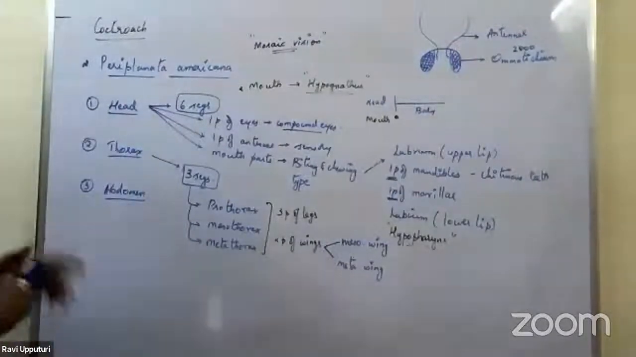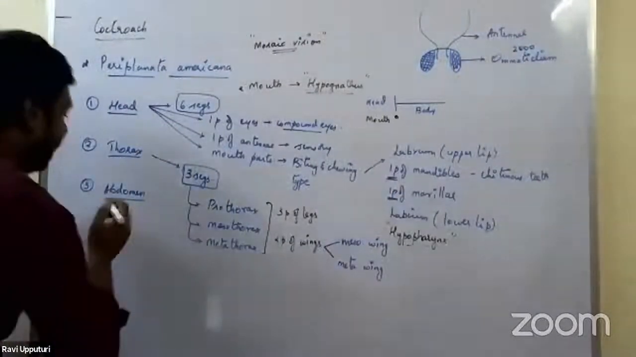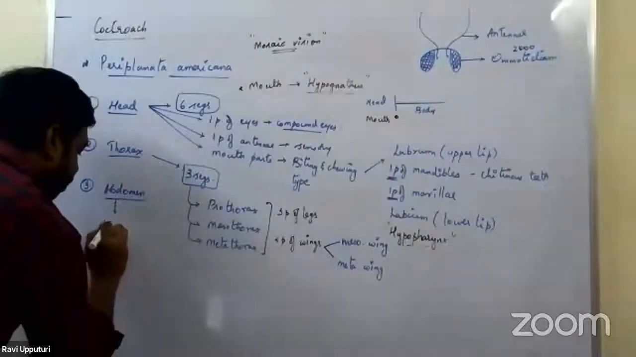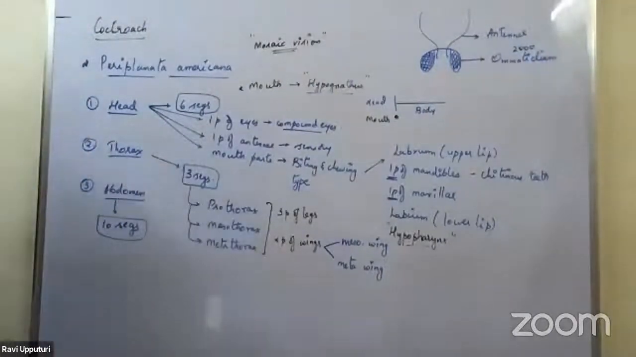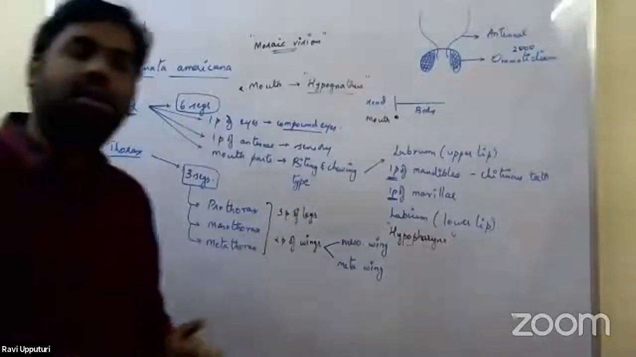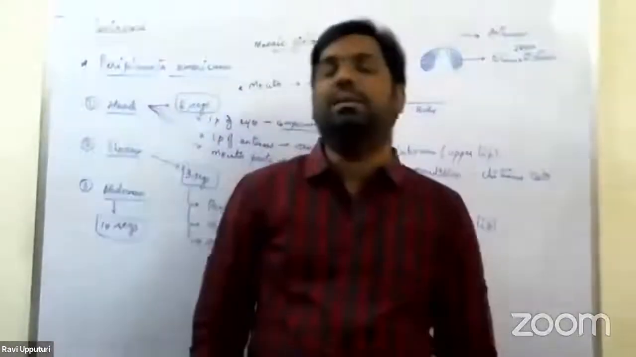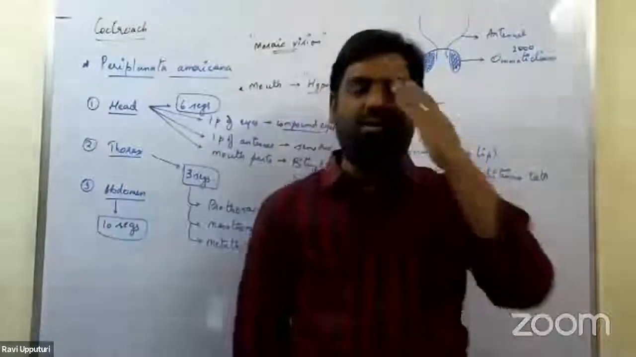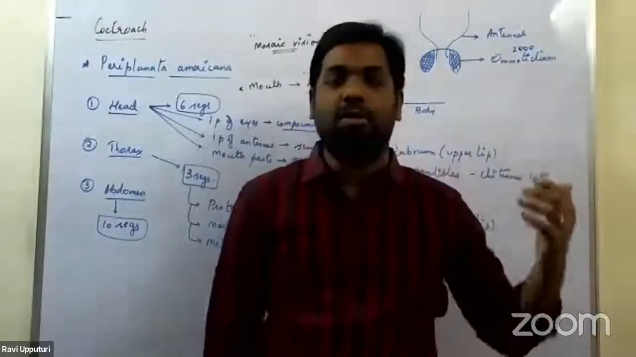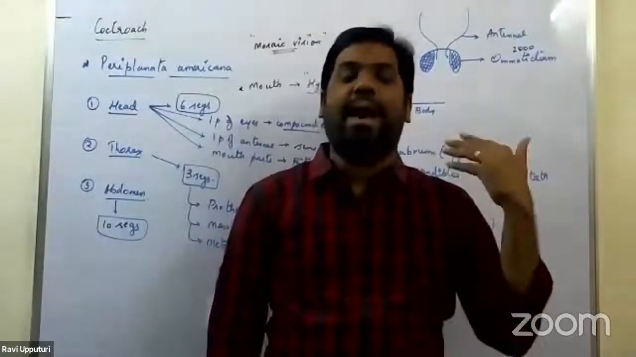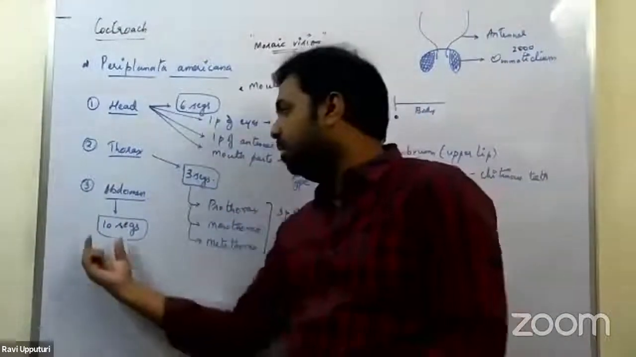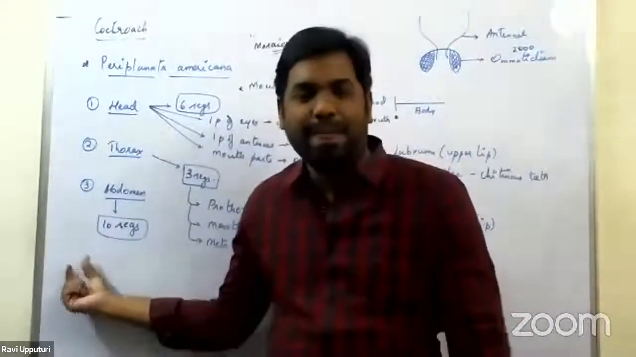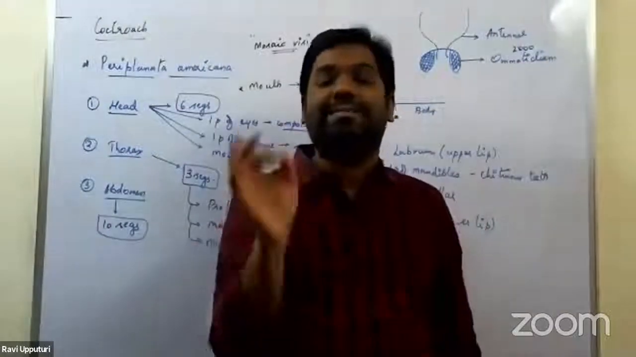Now talking about the abdomen part, the abdomen has 10 segments. These organisms, that is cockroaches, usually exhibit sexual dimorphism. And that sexual dimorphism is mostly observed in the abdominal segment, especially with regard to the seventh segment.